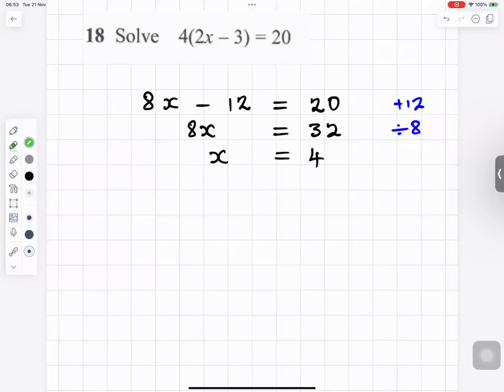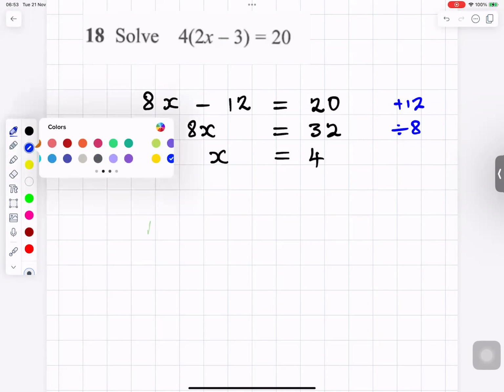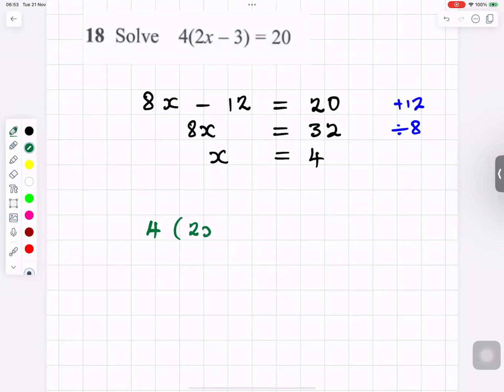Another way to do it is, I'll put it in a different color here. Let's try this. So we have 4 bracket 2x minus 3 is equal to 20. I have to remove the 4 first.